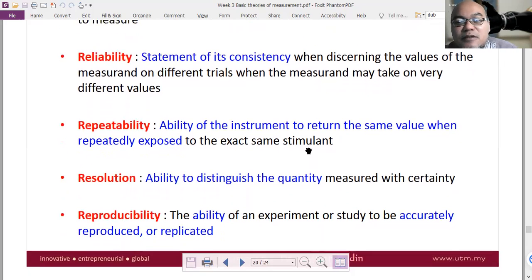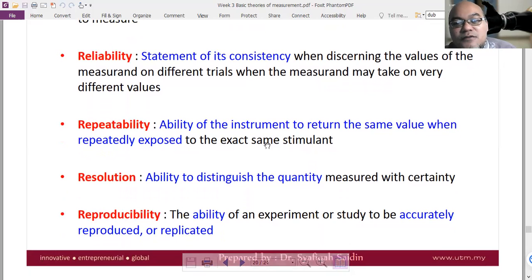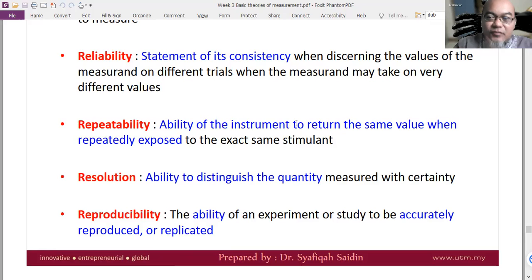Repeatability is the ability of the instrument to return the same value when repeatedly exposed to the exact same stimulus. So this is almost similar to precision. Different, though. Precision is when it is still the same measurement occasion, the same stimulus, and you do multiple measurements. Repeatability is when you put the same stimulus, it may not be at the same time, then you do it again with the same stimulus, the same amount. When the same value is repeated consistently, this is repeatability.